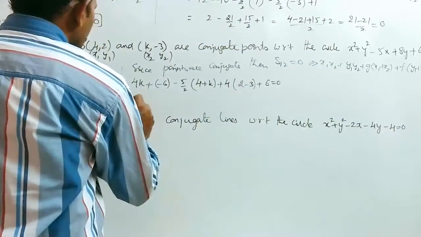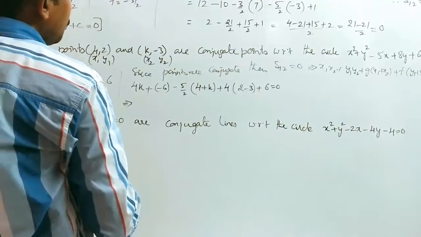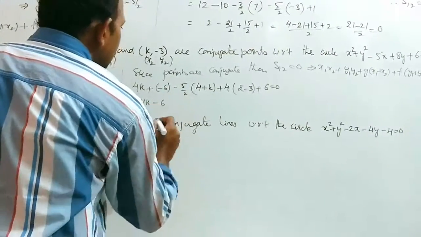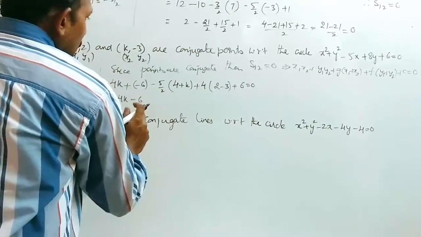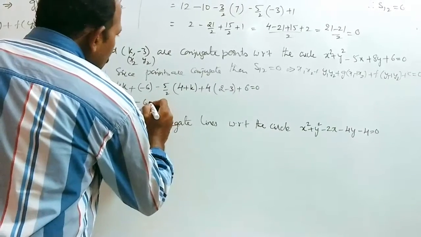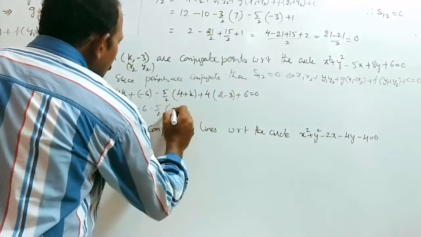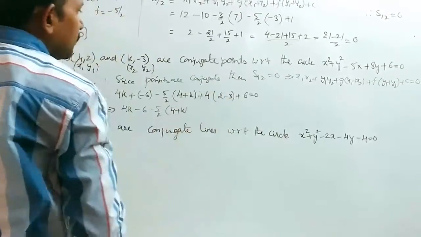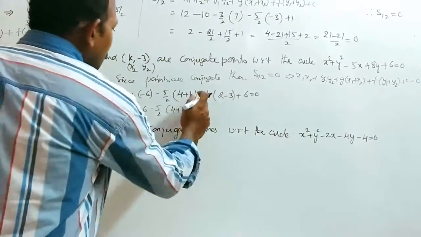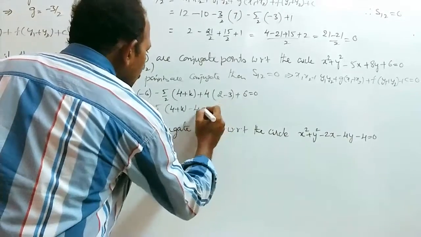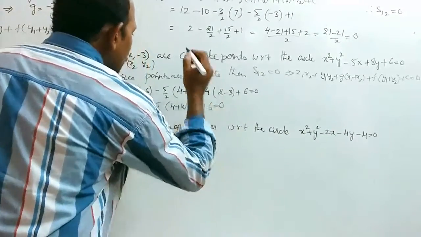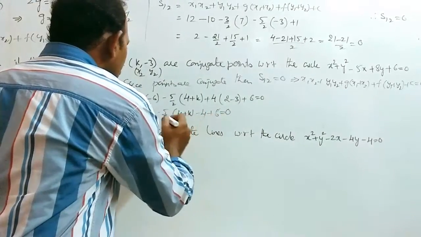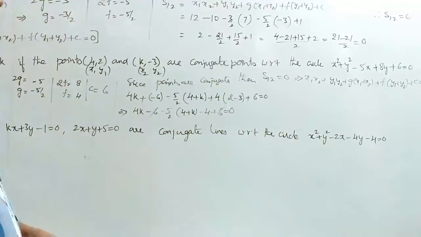That implies, now let us simplify. Here 4k minus 6. Now minus 5 by 2 into 4 plus k. Here 2 minus 3 is minus 1, here minus 4, then plus 6 is equal to 0. Now here plus 6 minus 6 cancelled.